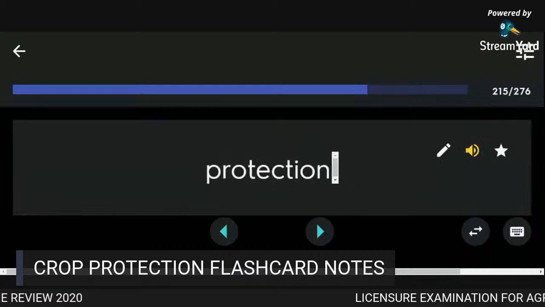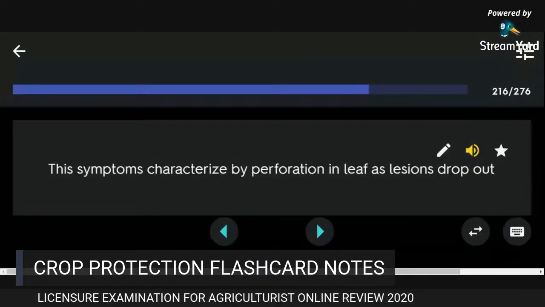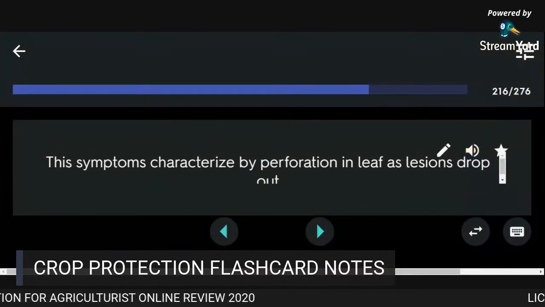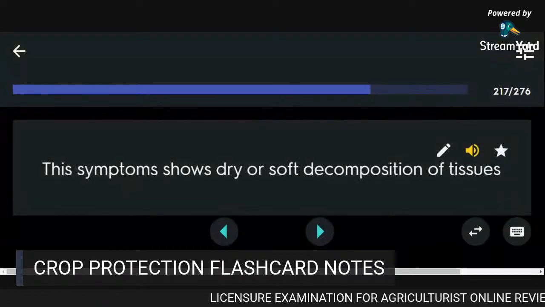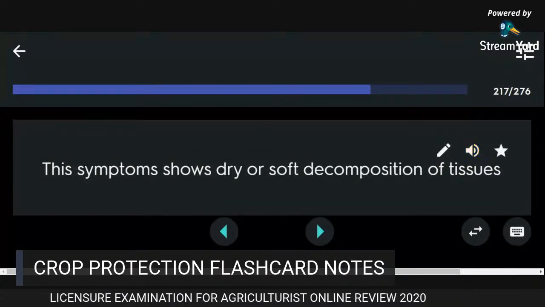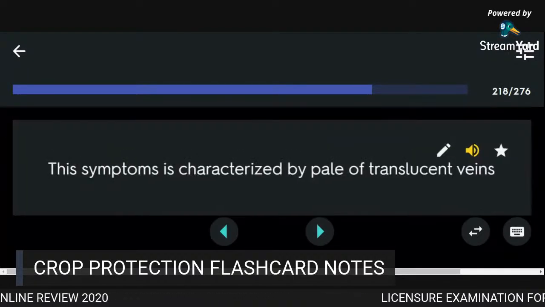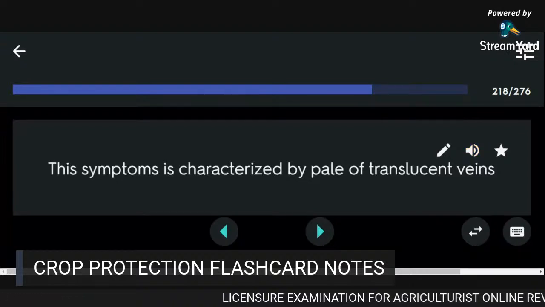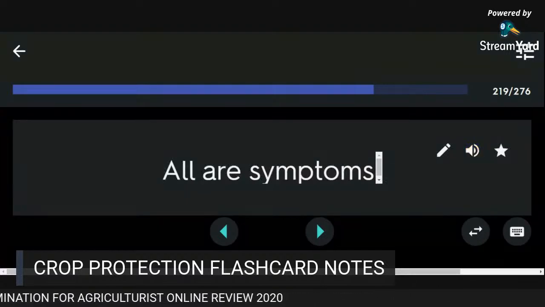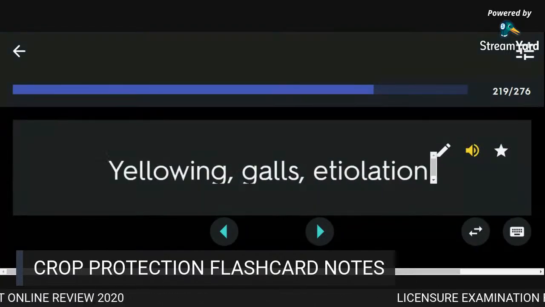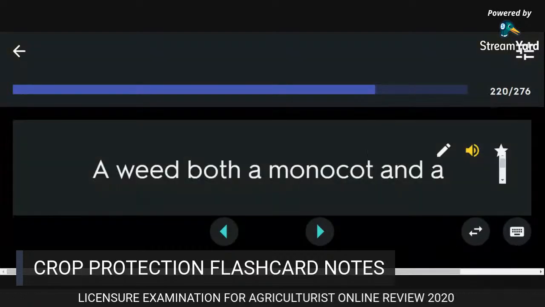Protection. This symptom is characterized by perforation in leaf as lesions drop out. Shot hole. This symptom shows dry or soft decomposition of tissues. Rot. This symptom is characterized by pale or translucent veins. Vein clearing. Hyperplastic symptoms: yellowing, galls, exudation. A weed both a monocot and a broadleaf. Monochoria vaginalis.